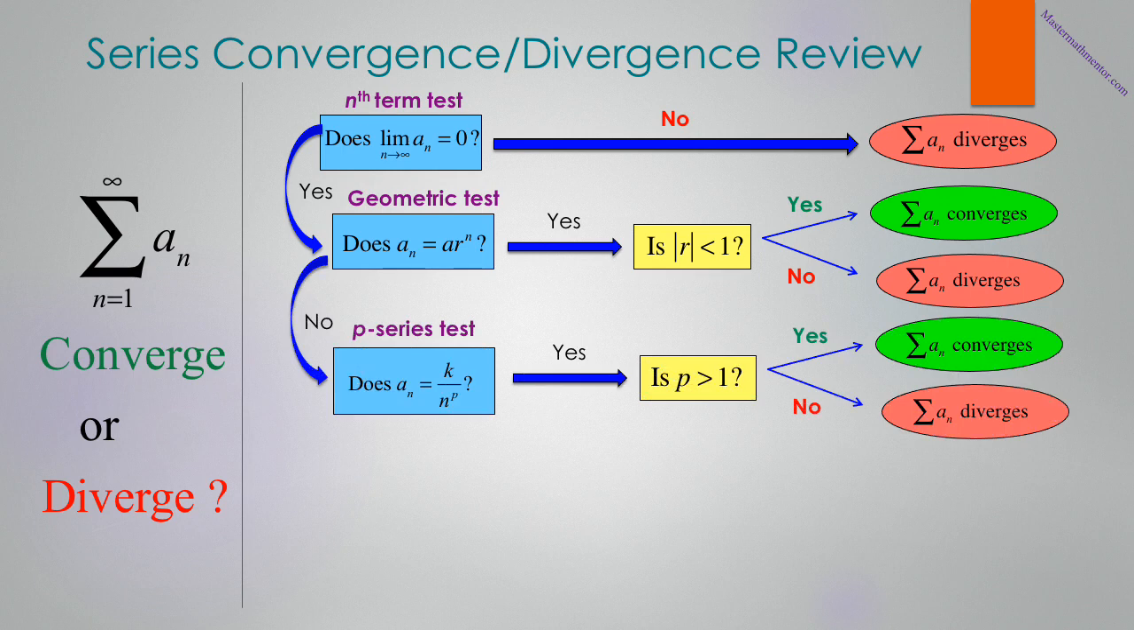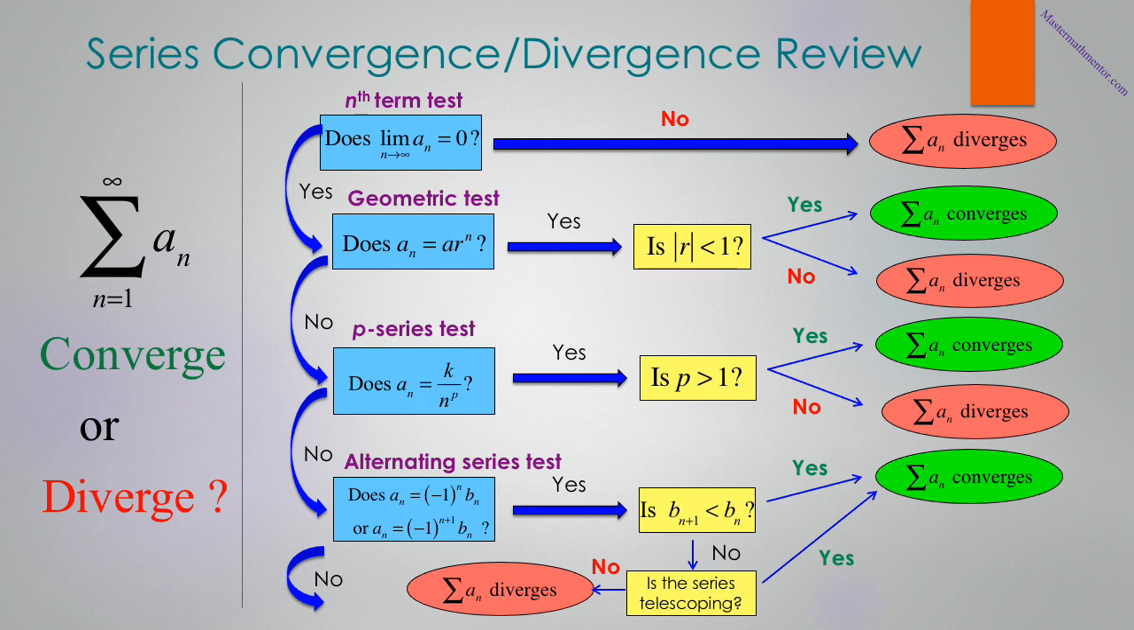If this wasn't a geometric series, then ask yourself whether it is a p-series. Is it in the form a sub n equals k over n to the p? If the answer to this is yes, then ask yourself, is p greater than 1? If that is true, then the series a sub n converges. If it is false, then the series a sub n diverges.